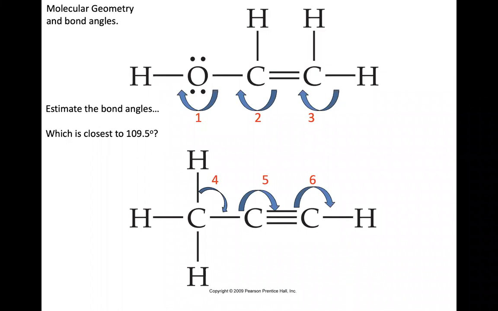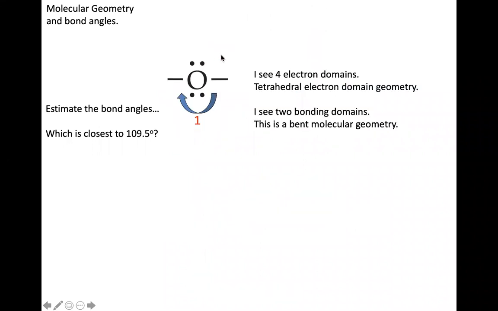Within our analysis, let's say we're looking at the angles around this oxygen atom. We want to focus right on that oxygen atom and not worry about anything else. Around this particular atom, I see 4 electron domains: bond, bond, lone pair, lone pair. That tells me this is a tetrahedral electron domain geometry. Two of them are bonding, so that is going to be a bent molecular geometry, just like I would see in water.